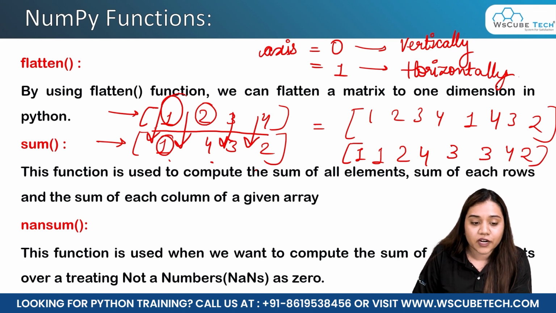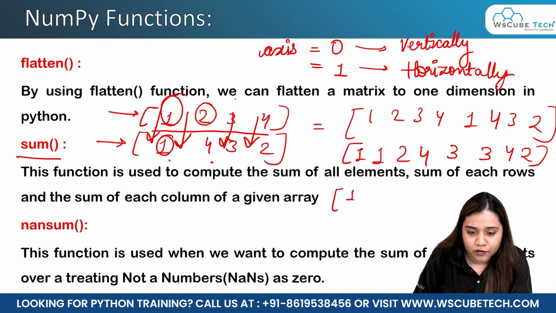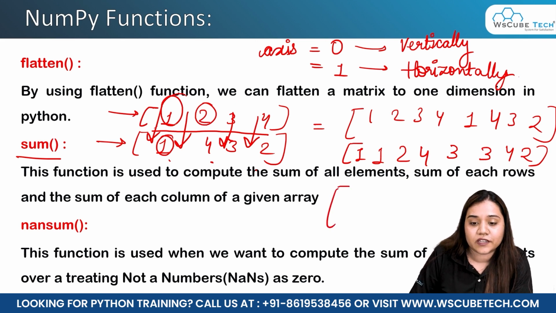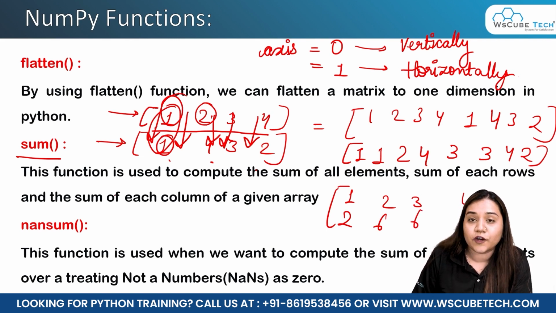Let's move ahead and talk about our next function, that is sum. This function is used to compute the sum of all the elements. I'll take the same example of 1, 2, 3, 4 and 1, 3, 4, 2. If I put sum over here with the axis as vertical, then it would give me the first one remaining the same, 1, 2, 3, 4, and the second would be 1 plus 1, that is 2, 2 plus 4, that is 6, 3 plus 3 again 6, 4 plus 2 again 6. This is how it would give me a sum.